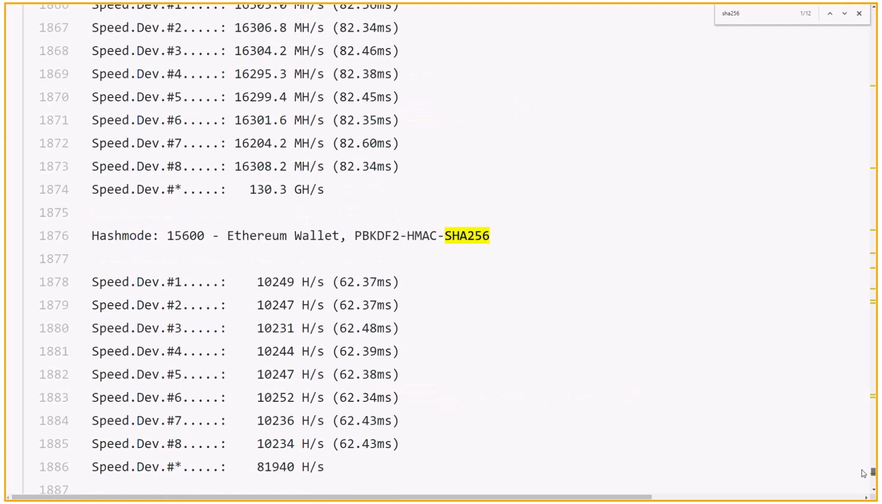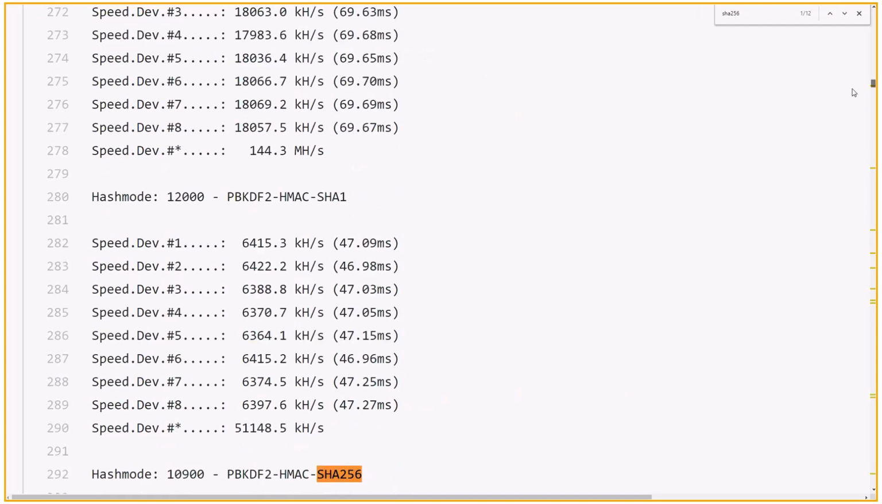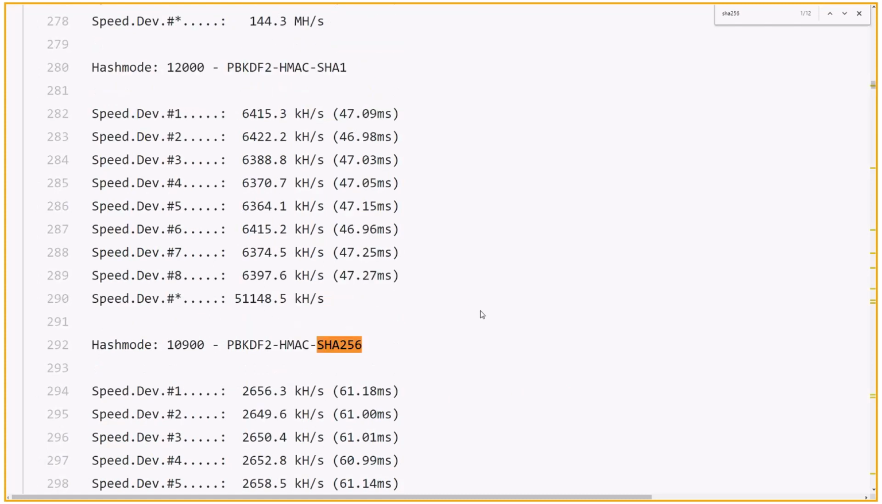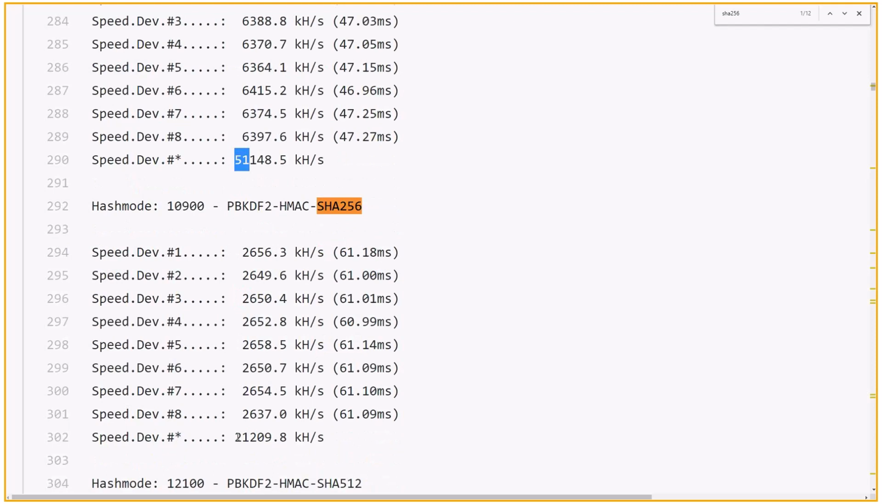Okay, let's start from this one. It's for PBKDF2 HMAC. So SHA-1 is 51,000. SHA-256 is only 21,000. So it's more than two times more secure.